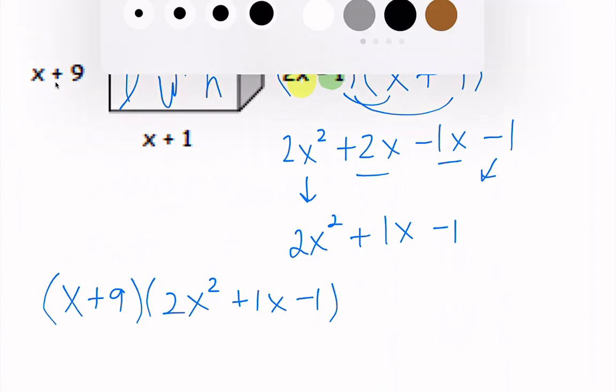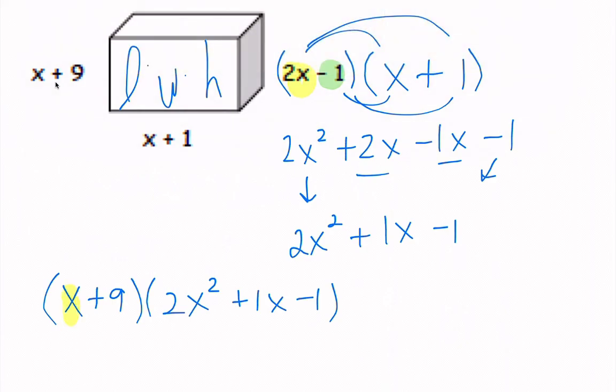All right, so first I'm going to multiply by x. So x times 2x squared is 2x cubed. X times 1x is a positive 1x squared. X times a negative 1 is a negative 1x.